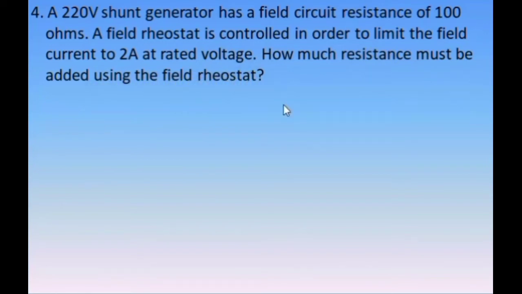This is similar to problem number 3. Again, it's important to solve similar problems for beginners to help us understand these problems. If you have more similar problems, then the better. But for this problem, we will use a different approach. Again, it is desired to limit the field current to 2 amperes at rated voltage. The terminal voltage of the shunt generator is 220 volts. The shunt field resistance is 100 ohms. We are asked to determine the resistance of the field rheostat.